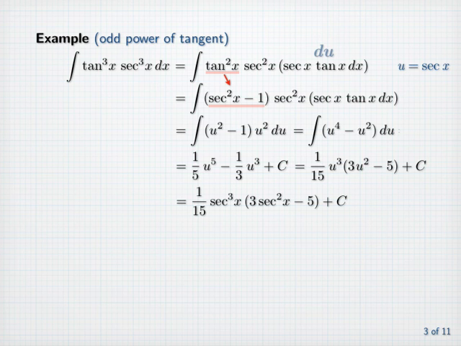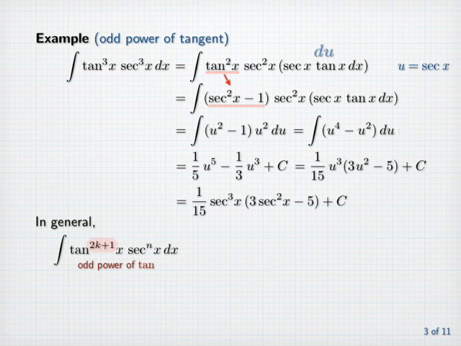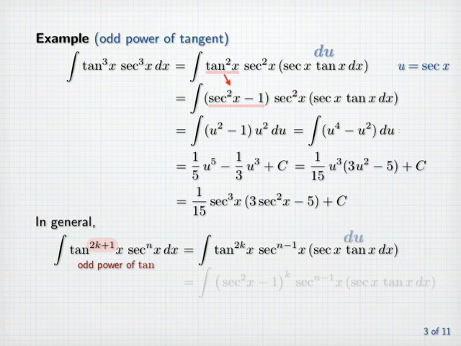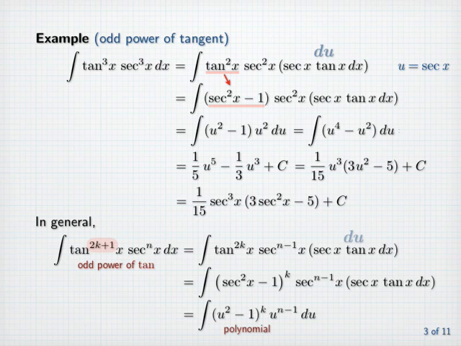Now let's think about the general case where we have an odd power of tangent and at least one factor of secant. Then we can group a factor of secant x tangent x with dx. Think of that as du. Then we replace tangent squared with secant squared x minus 1. Replace secant x with u and secant x tangent x dx with du, and we have the integral of a polynomial. We then integrate that polynomial and replace u with secant x.